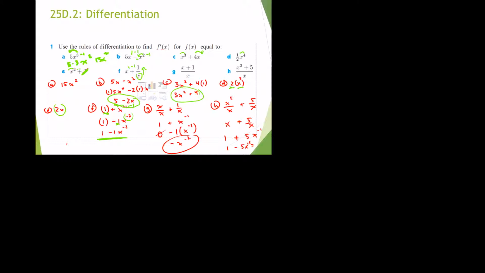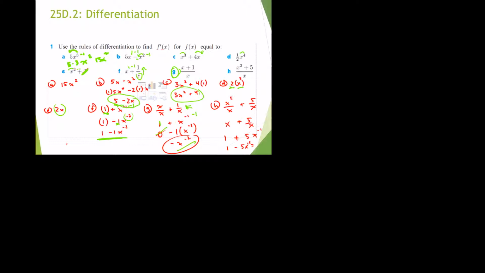Okay, now on this one, we're going to follow the same rules again for letter G, except here let's split this. Instead of being x plus 1 over x, let's make it x over x plus 1 over x. This one will move to the numerator and become x to the negative first. X over x is just 1, which makes this a constant, and so when we take the derivative of 1, it's going to drop to 0. When we move this negative 1 down here, we also subtract 1, so we end up with negative x to the negative second as the derivative.